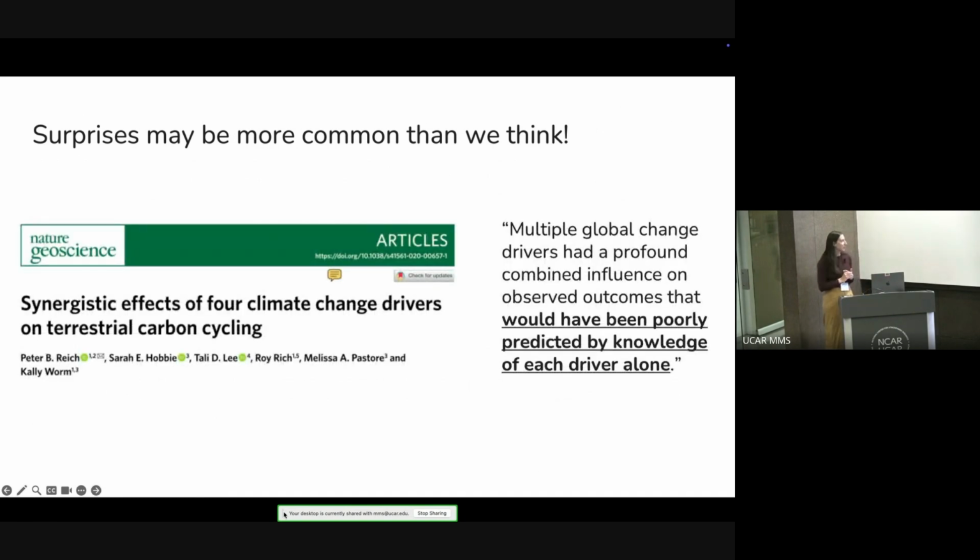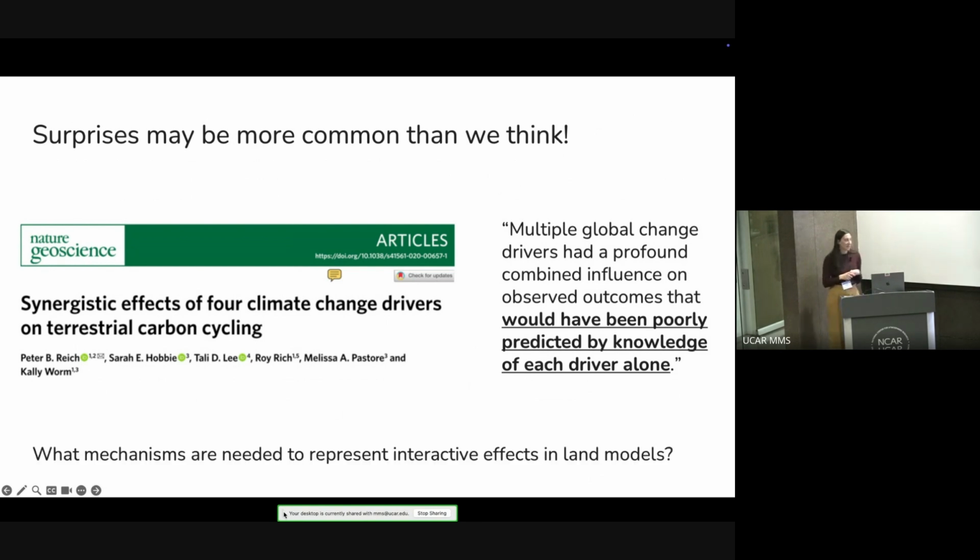So my other postdoc advisor, Peter Reich, published this paper back in 2020, and I'm just going to read this line from the abstract. They find that multiple global change drivers had a profound combined influence on observed outcomes that would have been poorly predicted by the knowledge of each driver alone. And so this, to me, begs the question: are we representing interactive effects of global changes well in land models? And if not, what are the mechanisms needed to represent these interactive effects well?